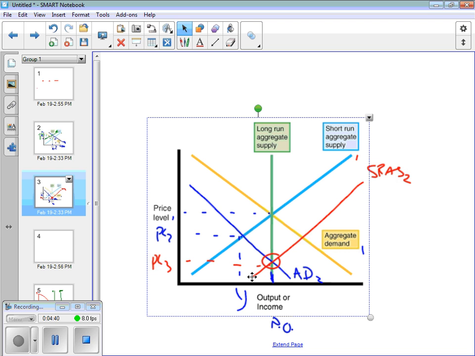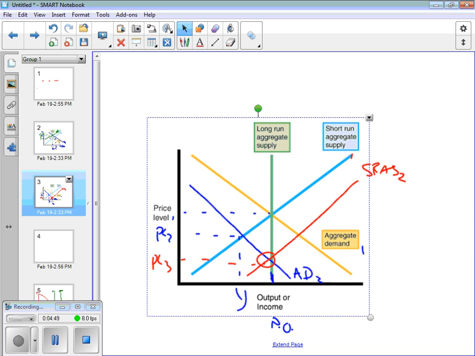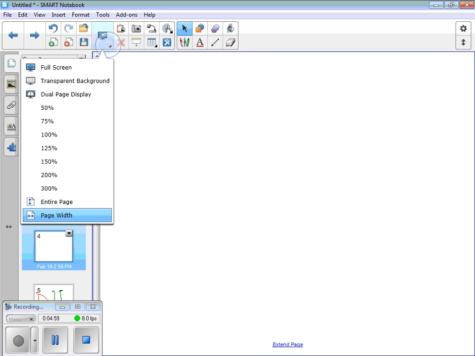The main point I'm trying to get across to you, though, is these short-run aggregate supply shifts here do not shift the long run or our potential. Our potential is where it's supposed to be and is not going to change because inflation or deflation causes wages to change.